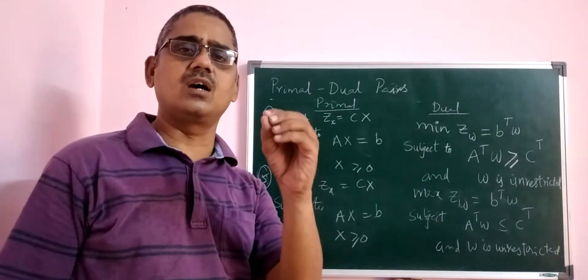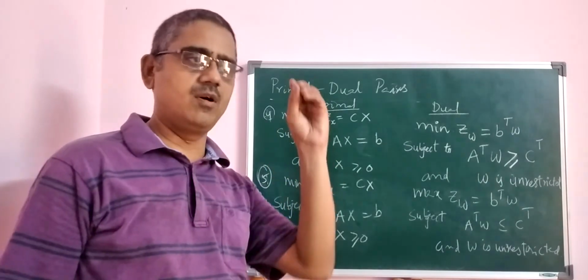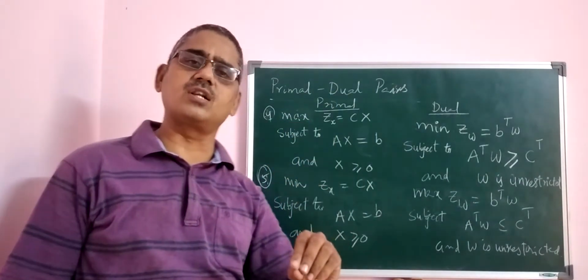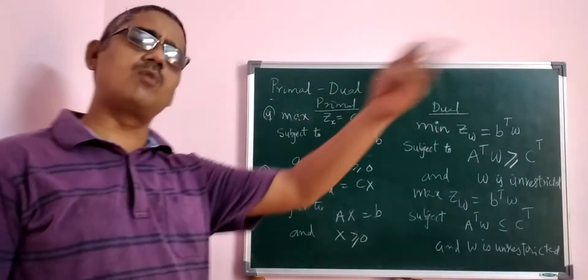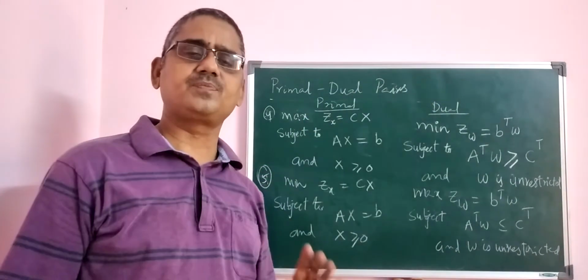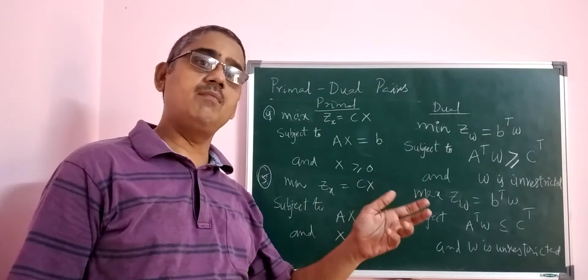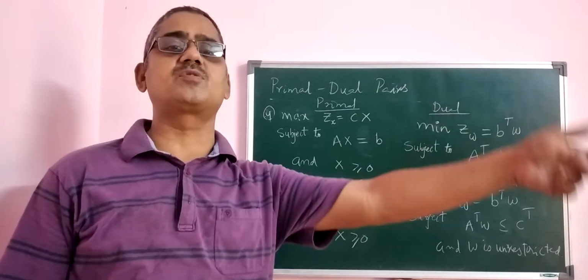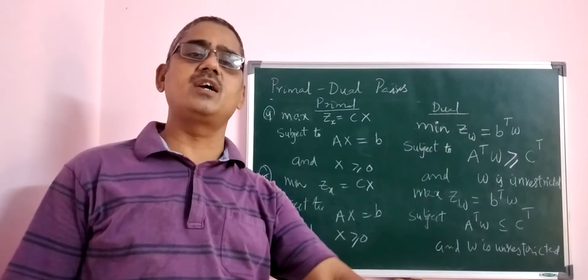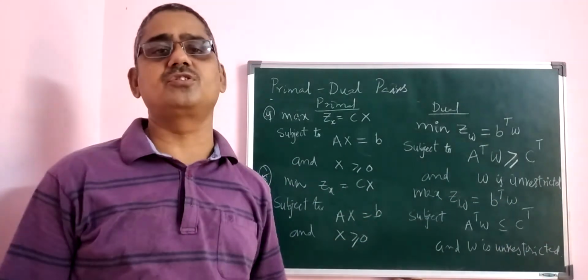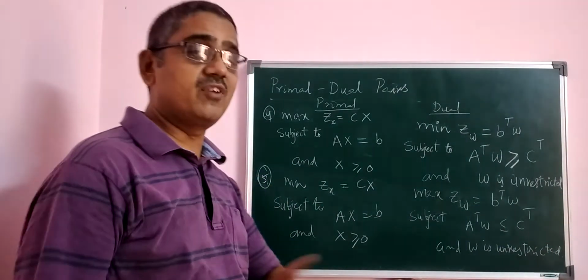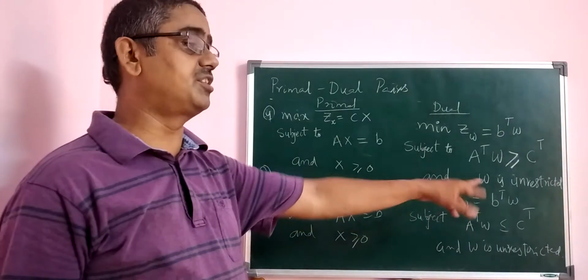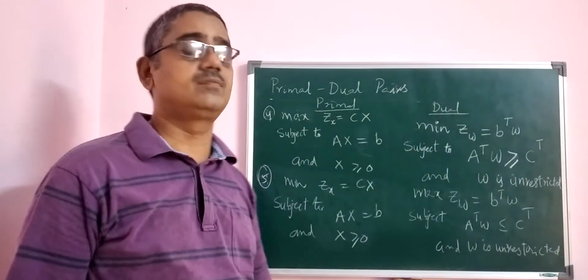Very few are restricted. If it is a maximization problem with less than or equal to constraints and x greater than or equal to 0, omega is also greater than or equal to 0 in the dual. Similarly, minimization with greater than or equal to constraints becomes maximization with less than or equal to constraints, x greater than or equal to 0, and omega also greater than or equal to 0. Remaining all are unrestricted, with no restriction on sign.